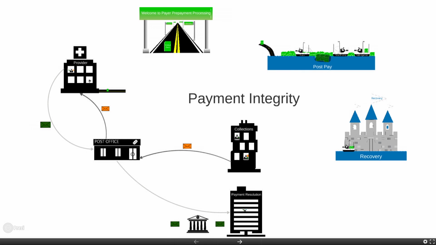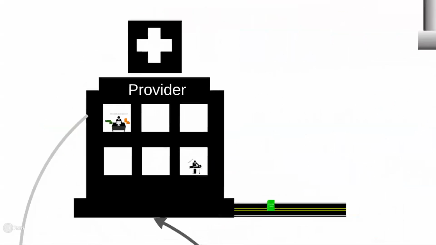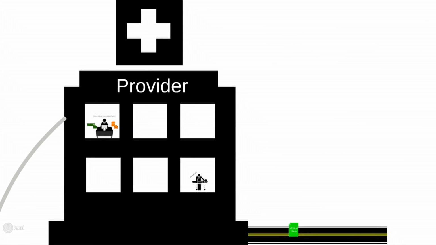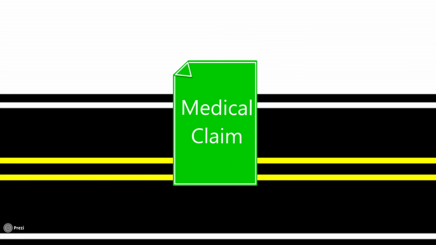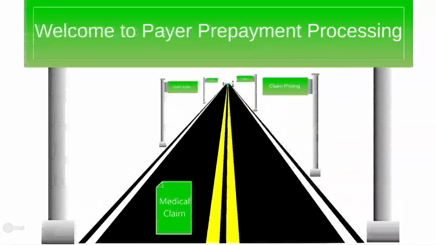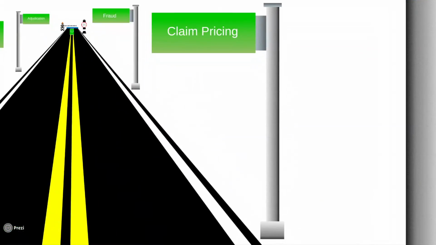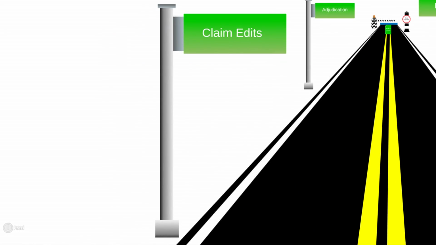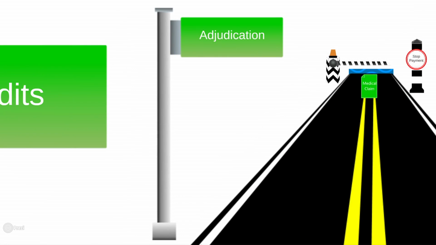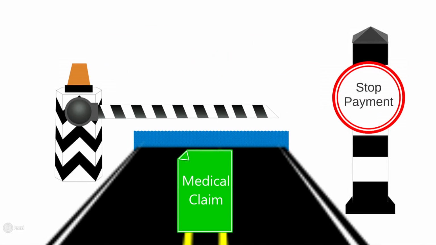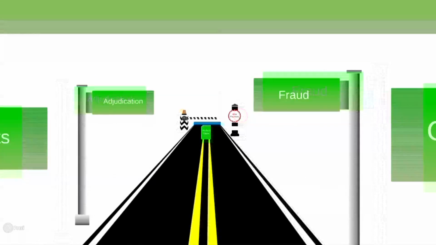So this is the whole landscape. This is all the analysis that Tim got done. Start off with kind of the provider. Something happens to you. You have to see a doctor, which creates a medical claim. This medical claim travels down the highway, goes through stuff like claim pricing, claim edits, fraud, adjudication. That's making the decision. And then a medical claim gets to this really important point where they decide to pay for it.